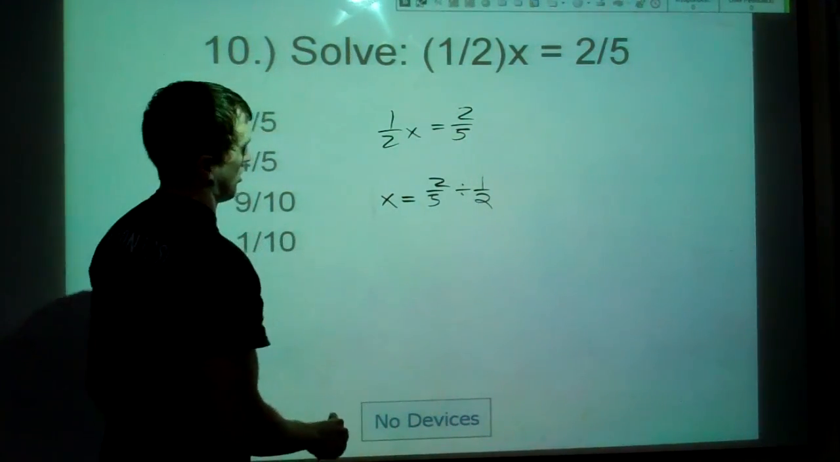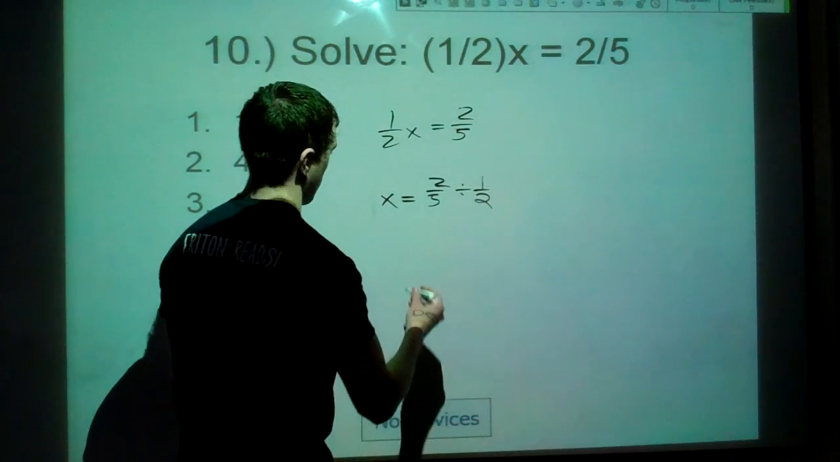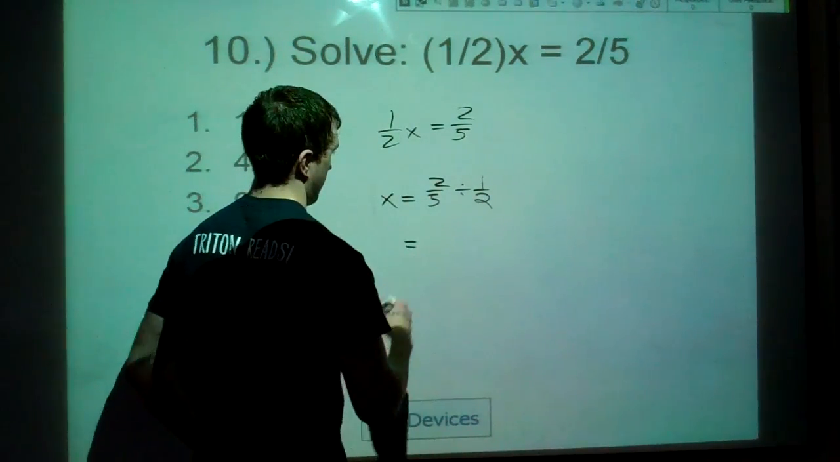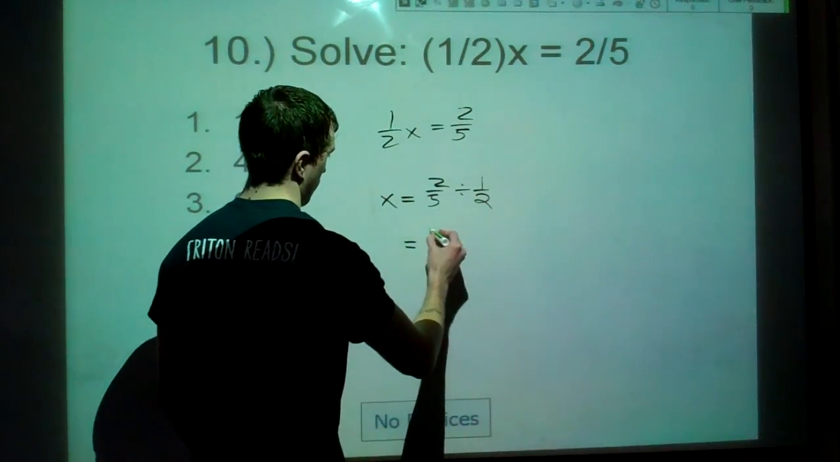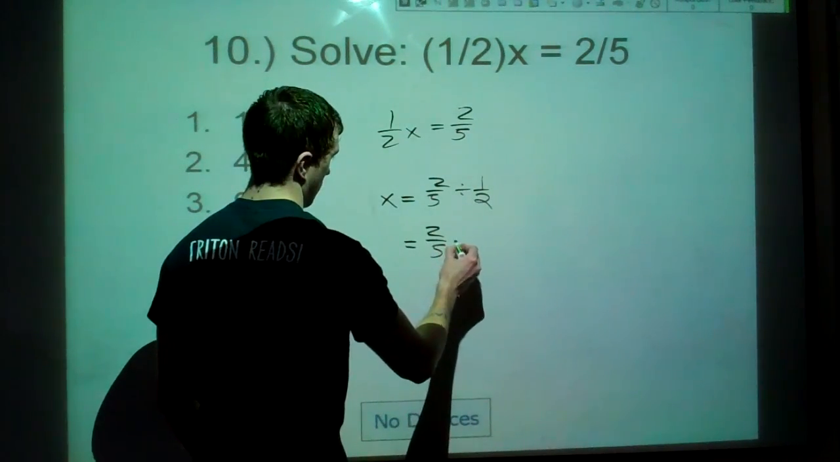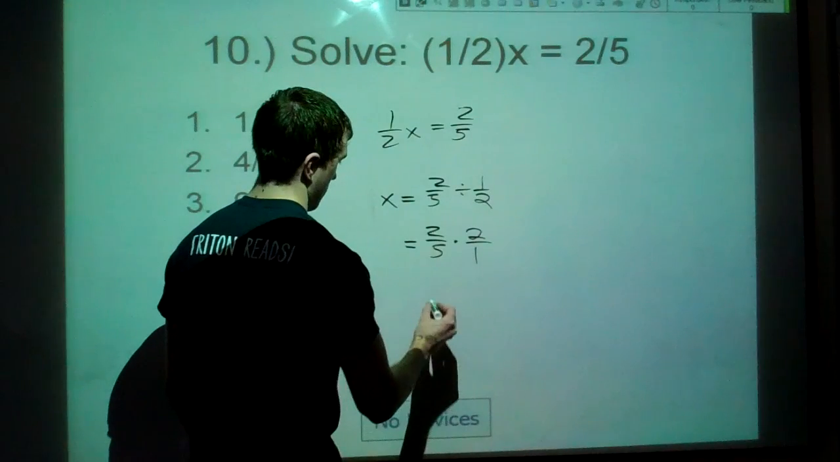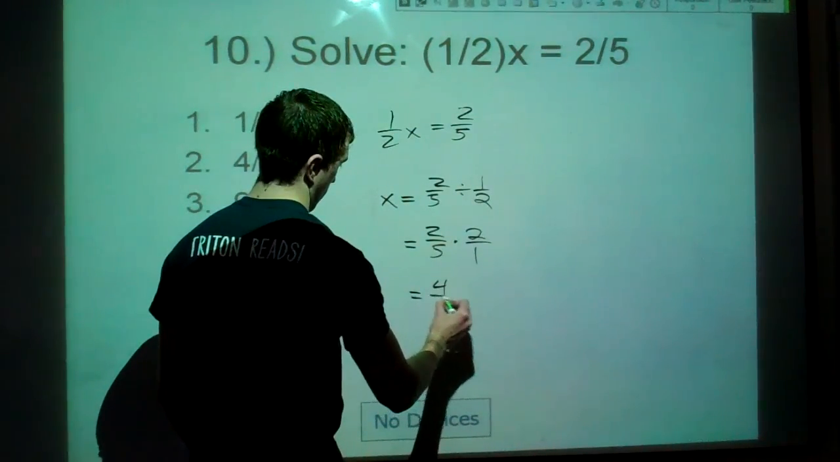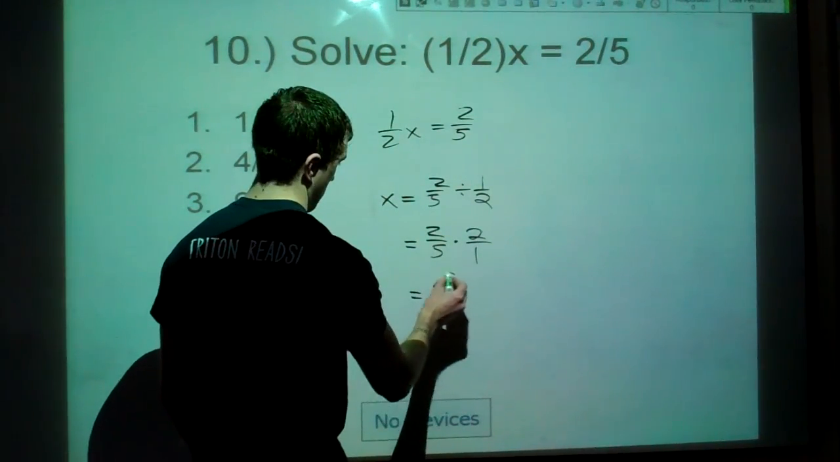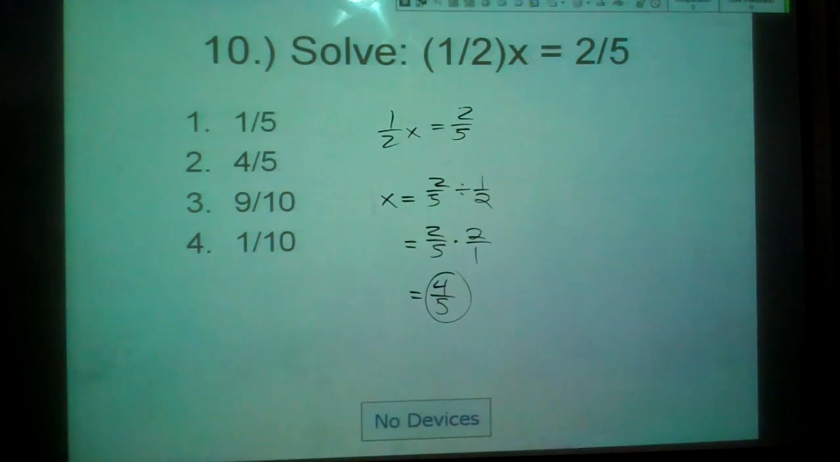Alright, so now we go back to our division rules for fractions. 2/5, we turn it into multiplication after we take the reciprocal of that one. And we should get 2 times 2 is 4, 5 times 1 is 5. There's that one. Alright, I'm going to start part 2.